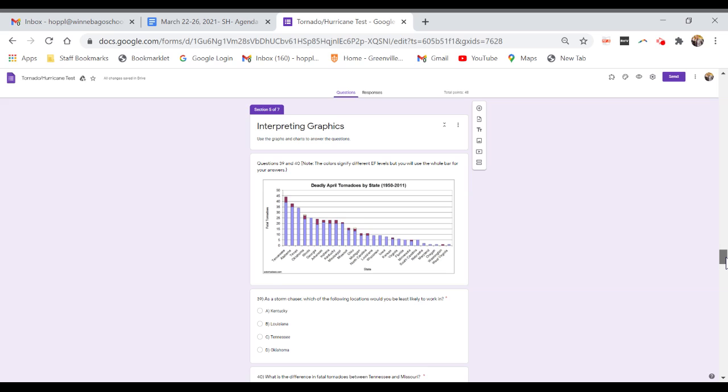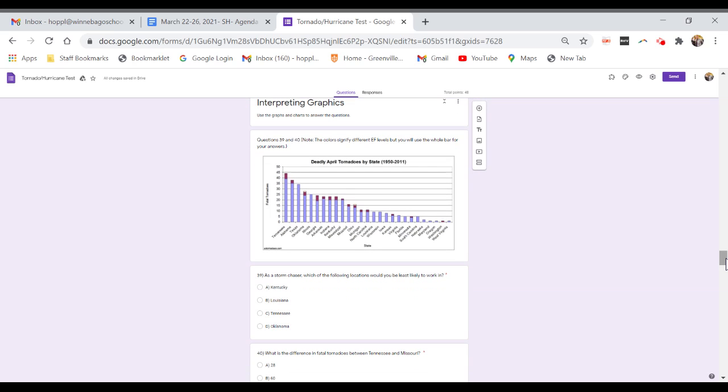For question 39, it's asking, as a storm chaser, which of the following locations would you be least likely to work in? A, Kentucky, B, Louisiana, C, Tennessee, or D, Oklahoma?